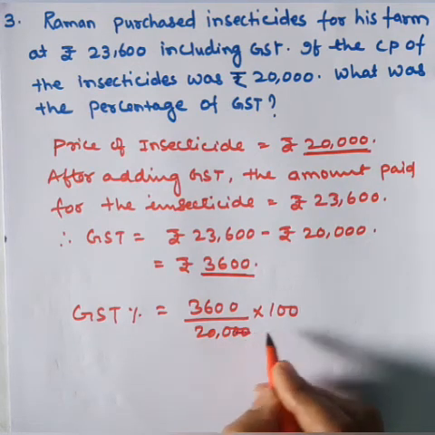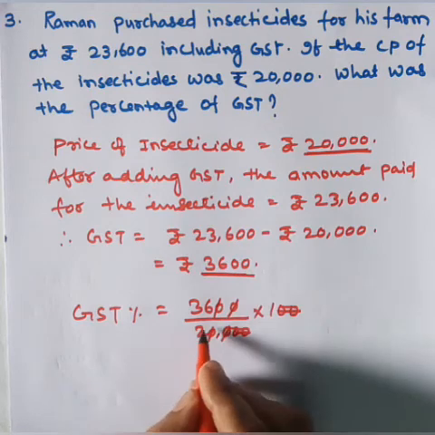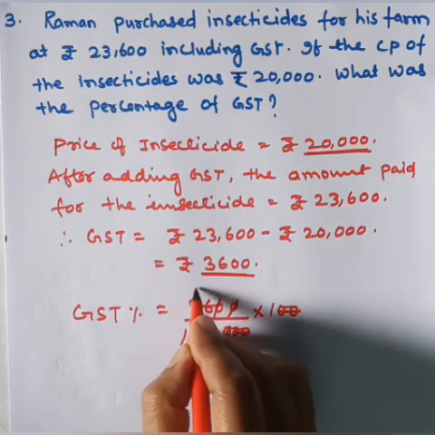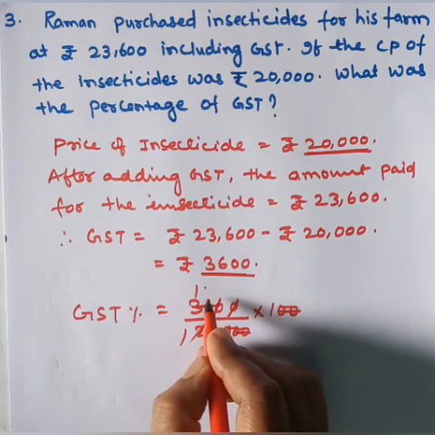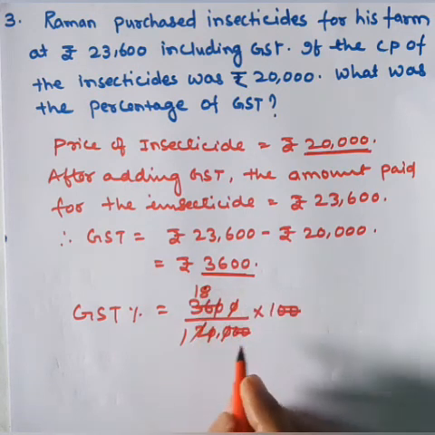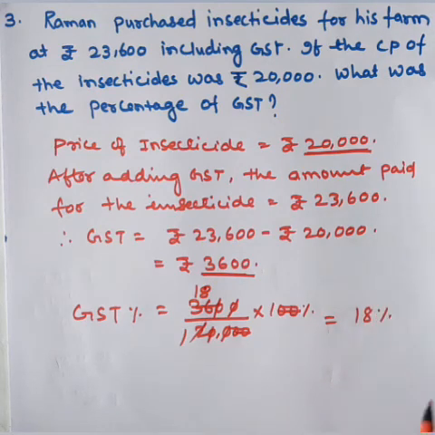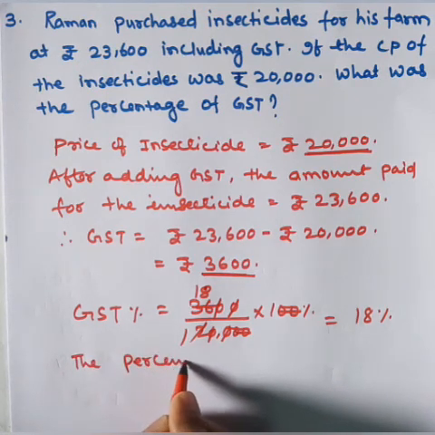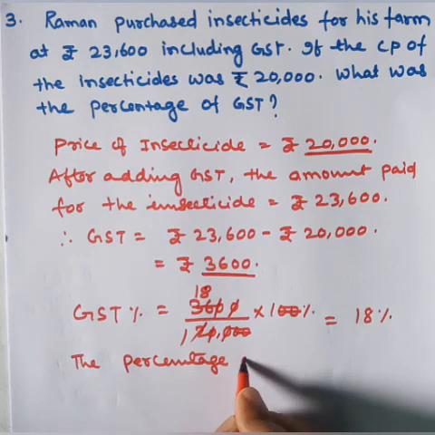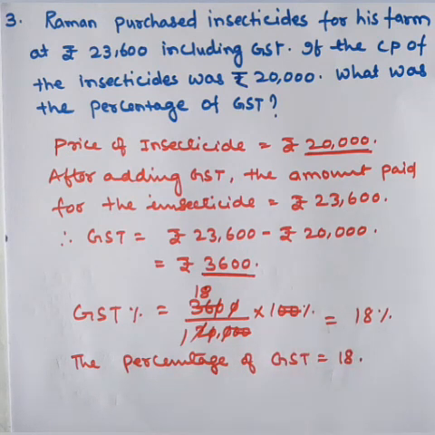So see, 0 0 cancel. Now 1 0 1 0, both the zeros here cancelled. 2 1s are 2 and here 2 1s are 2, 1 left, 16. So 2 8s are 16. So this will be equal to 18%. So what was the percentage of GST? The percentage of GST was 18. 18. Okay.